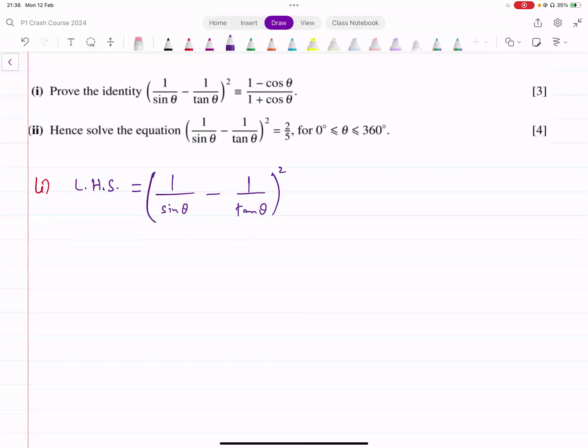Okay, now how do we start? How do we start with this? What should we do? Can we convert 1 over tan theta into cos over sine? Yeah, that's a very good starting point. Should we do that first, or should we take LCM first? Sir, LCM. Why would you do LCM first?